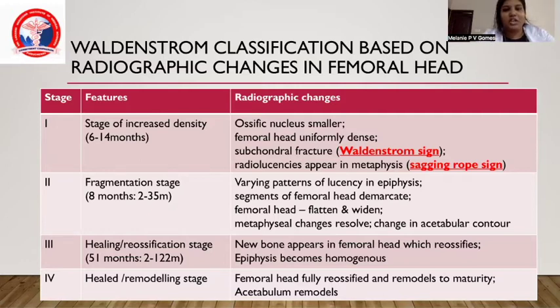Stage 3, which is the healing or the reossification stage, usually appears at 51 months and continues for 2 to 112 months. Here, new bone appears in the femoral head, which reossifies. The epiphysis becomes homogeneous. Stage 4 is the healed or the remodeling stage. The femoral head fully reossifies and remodels to maturity, and the acetabulum also remodels.